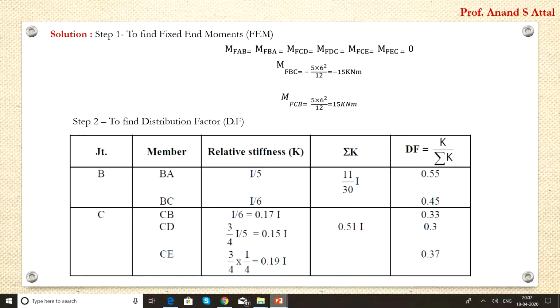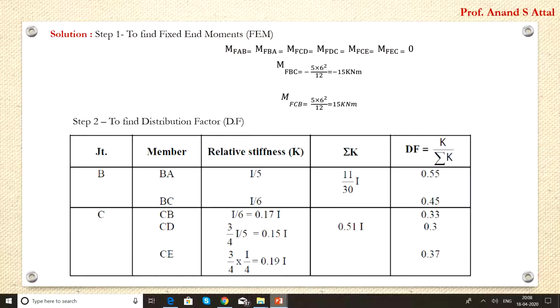As we have seen, step 1 is to find the fixed end moments. The fixed end moments MAB, MBA, MCD, MDC, MCE and MEC are all equal to 0, as no load is acting on those members. Member BC has a UDL, so WL square by 12, that is MBC equals minus 15 kilonewton meter, and MCB is WL square by 12, equal to 15 kilonewton meter.